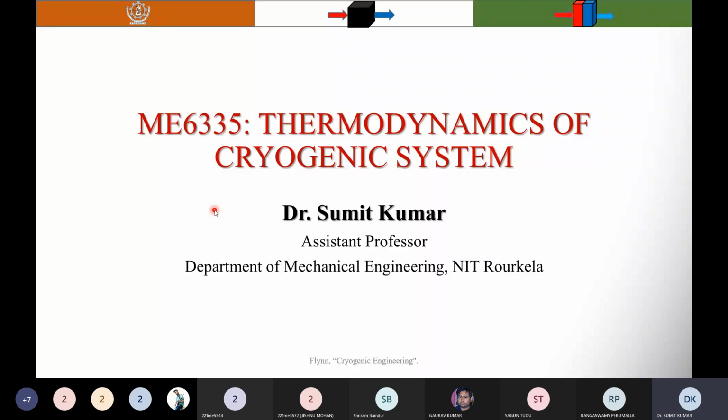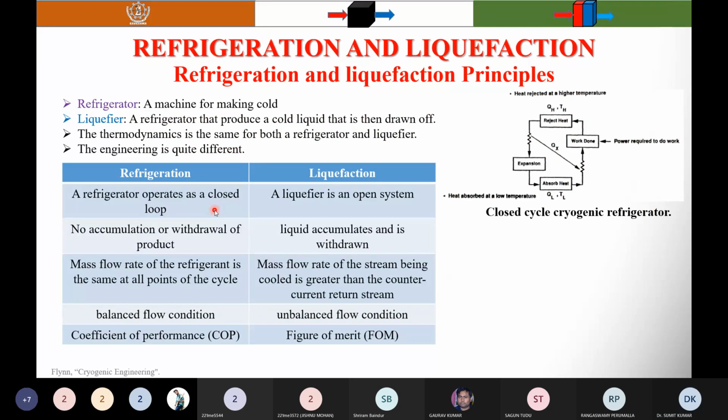Refrigeration you already studied in your UG program. Okay. So first we need to understand what is the basic difference between refrigeration and liquefaction. You know that a refrigerator is a machine which is used for making cold. And a liquefier is a refrigerator that produces a cold liquid, and that is then drawn off.